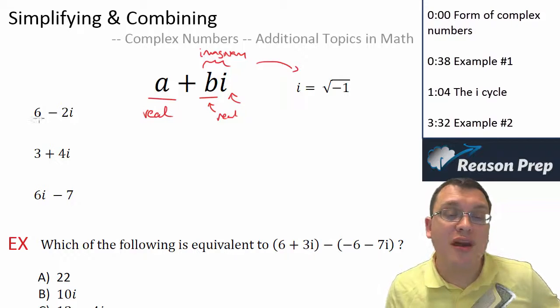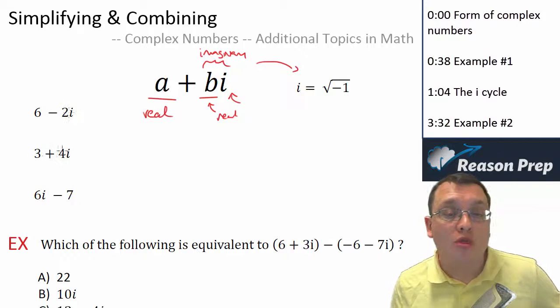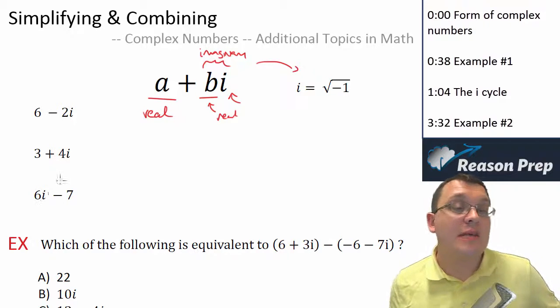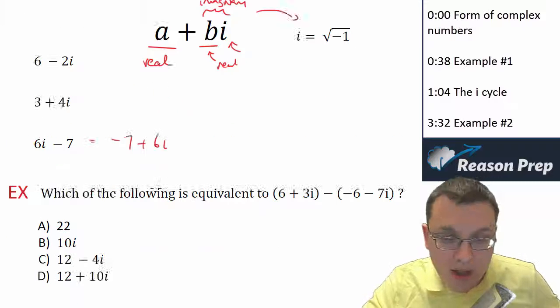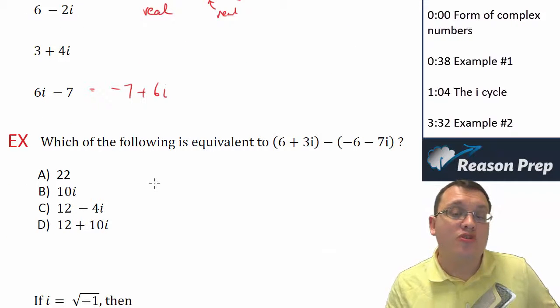So for example, you might see 6 minus 2i, or 3 plus 4i, or 6i minus 7 if we flip the order of this, right? This is the same thing as -7 plus 6i. It's just flipped in order. So which of the following is equivalent to this?